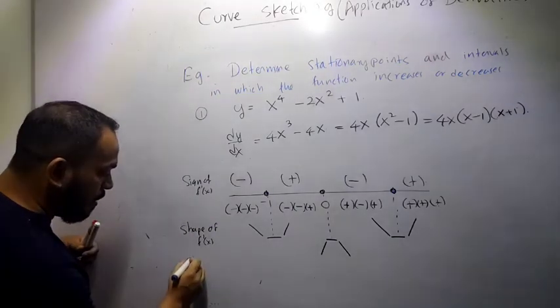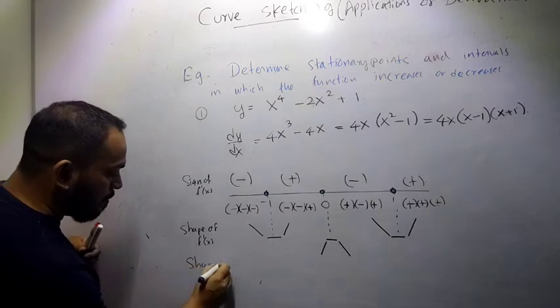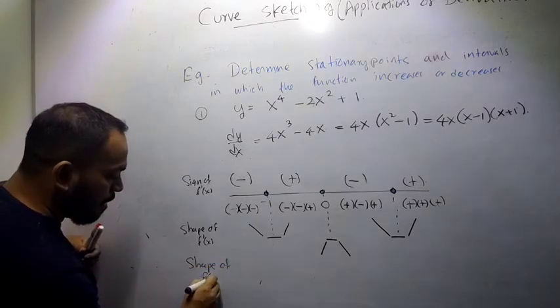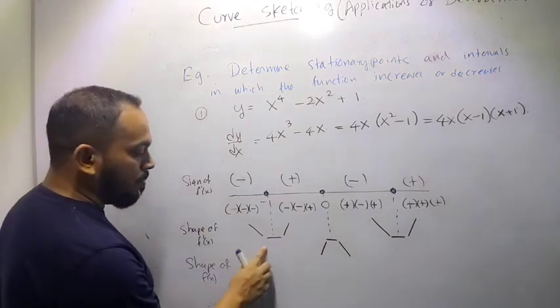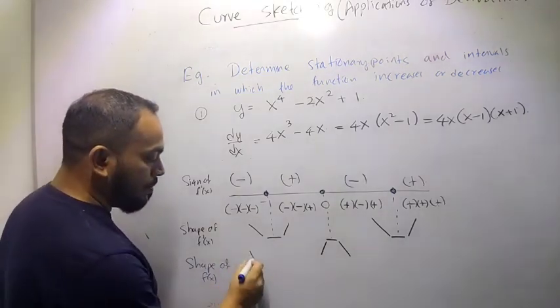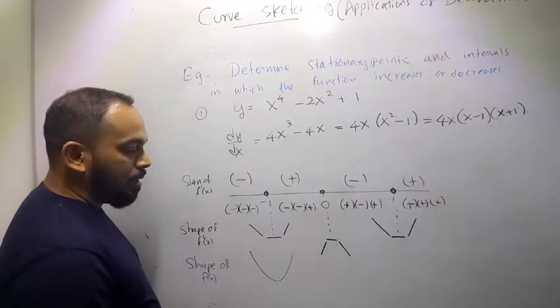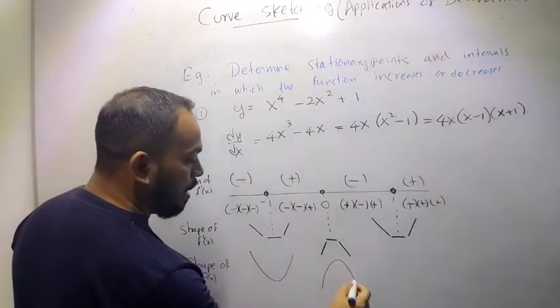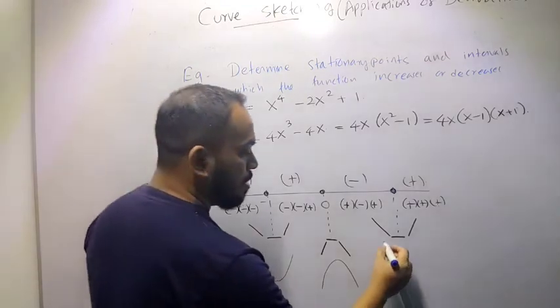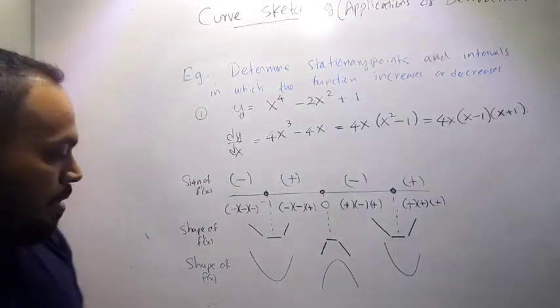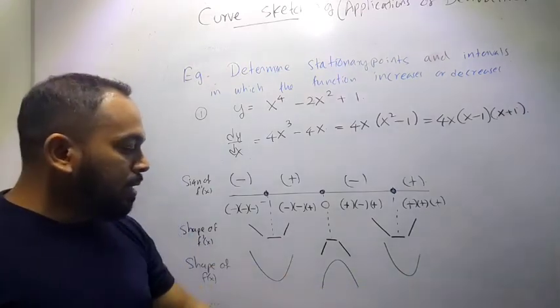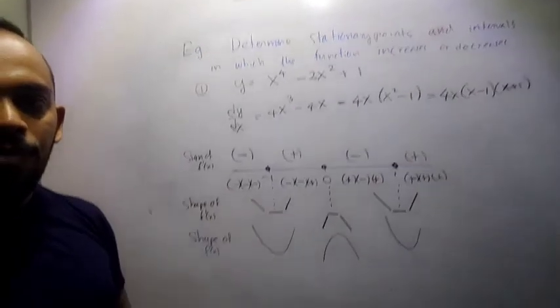So next we write the shape of the function f of x. The shape of this function must be like this, right? And here the shape should be like this, and here the shape should be like this. So what are these? These two are minimums and this would be a maximum.